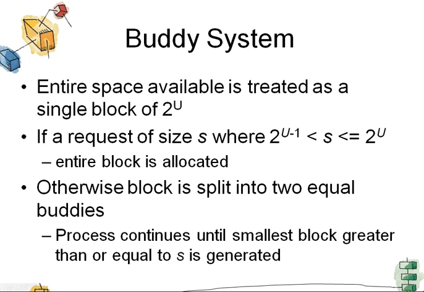What we are doing is just checking the size of the requesting process. If it is within the condition, then the entire free block is allocated to that requesting process. If not, then we will divide the available free space into two equal parts, and we call these two equal parts buddies. And we will continue this splitting until a block which is greater than or equal to the requesting process size is generated.